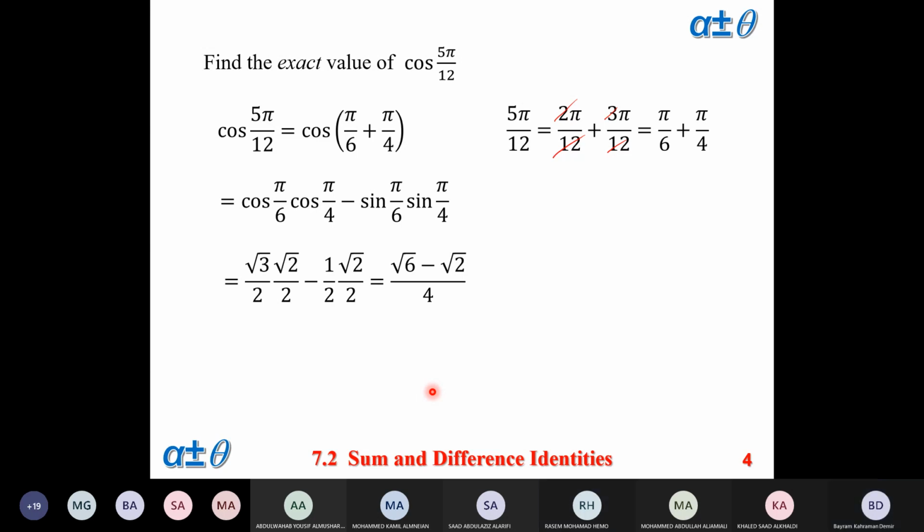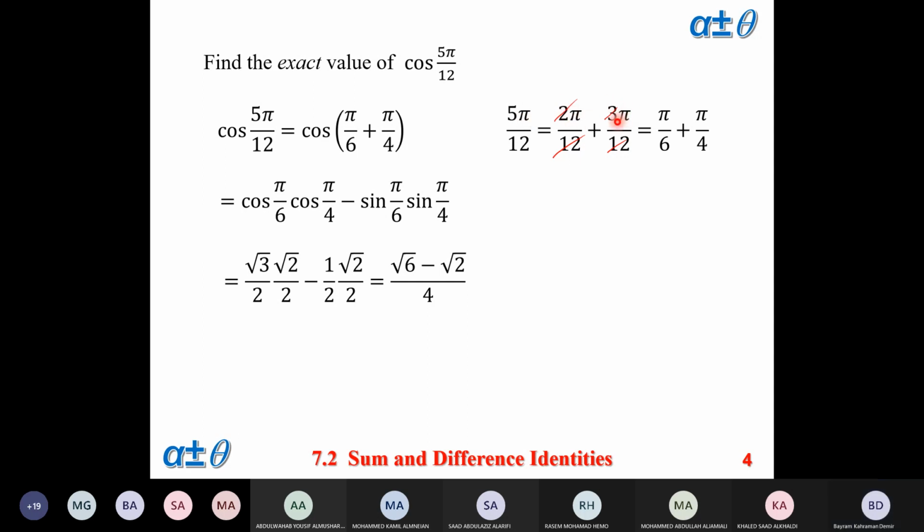Yes. Finding the coterminal angle or reference will help me here or no? No, in this case, you just need to understand this simple step, to write 5 pi over 12 as pi over 6 plus pi over 4. Just spread them, write it as two fractions. Got it. It's just a matter of understanding 5 pi is equal to 2 pi plus 3 pi.